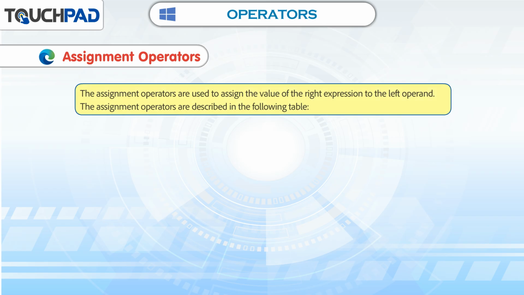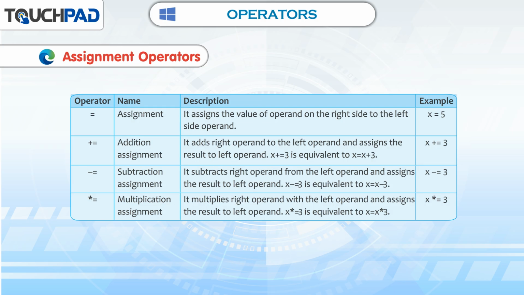Assignment operators. The assignment operators are used to assign the value of the right expression to the left operand. The assignment operators are described in the following table. Operator, name, description, example. Assignment: it assigns the value of operand on the right side to the left side operand. x = 5.